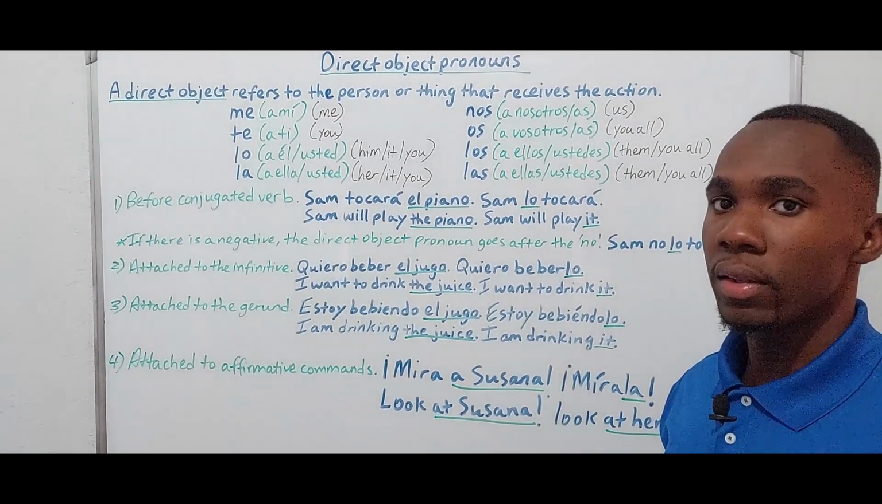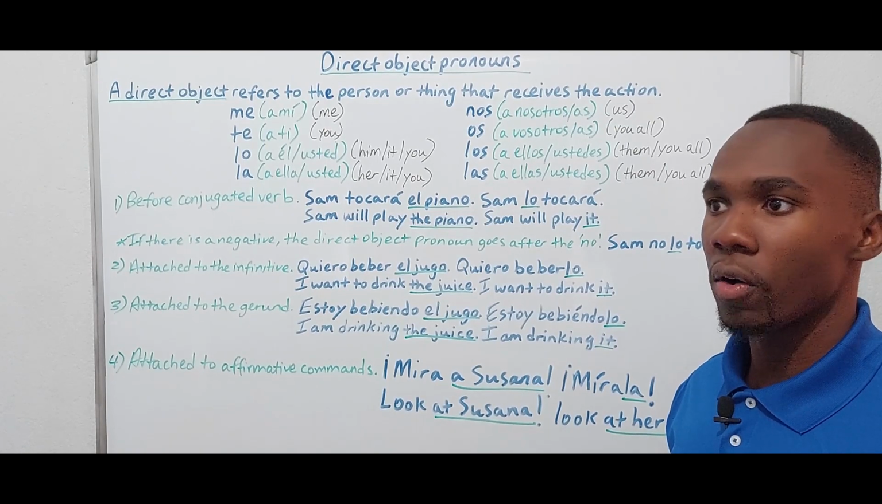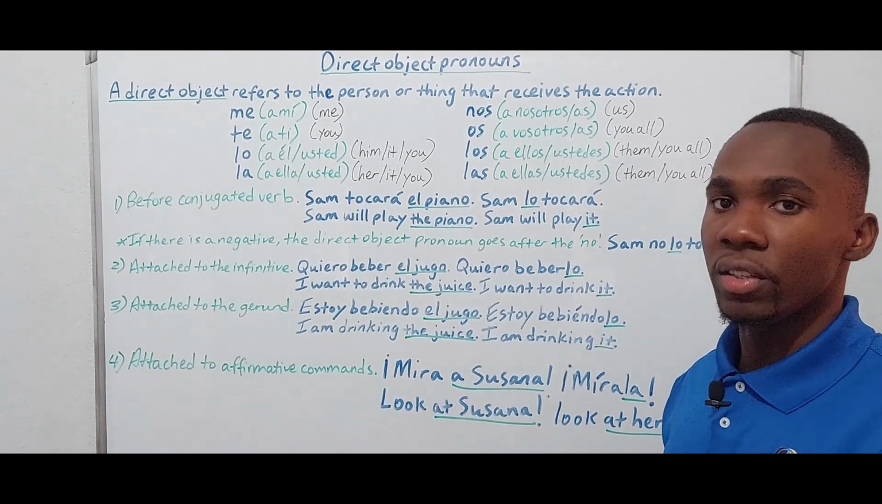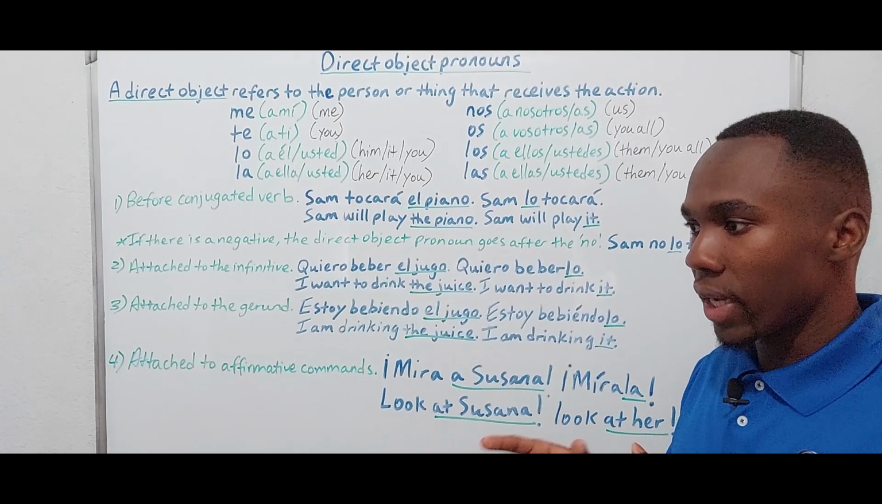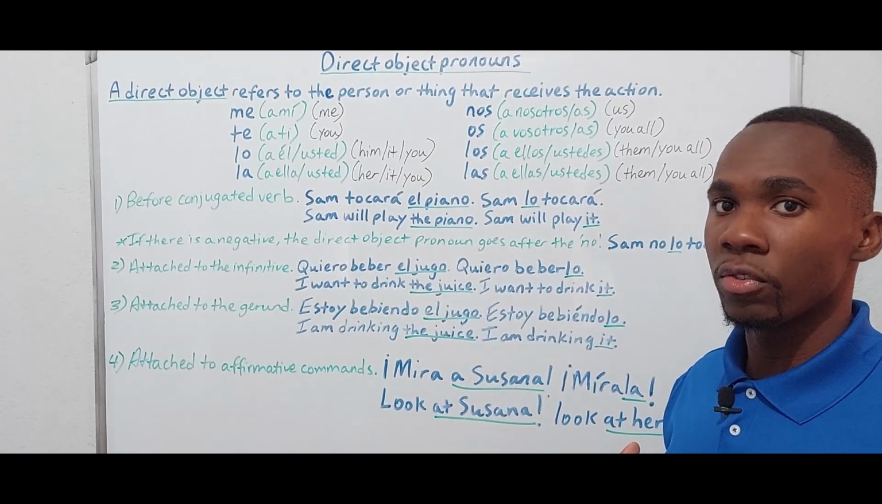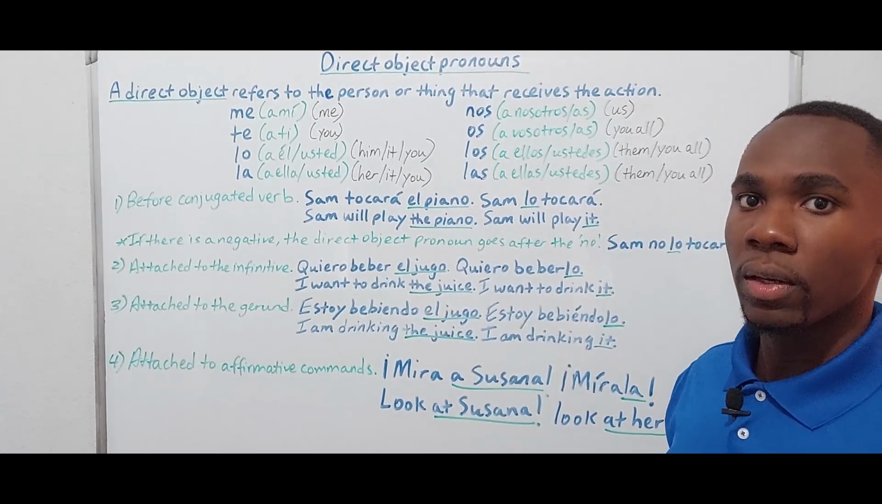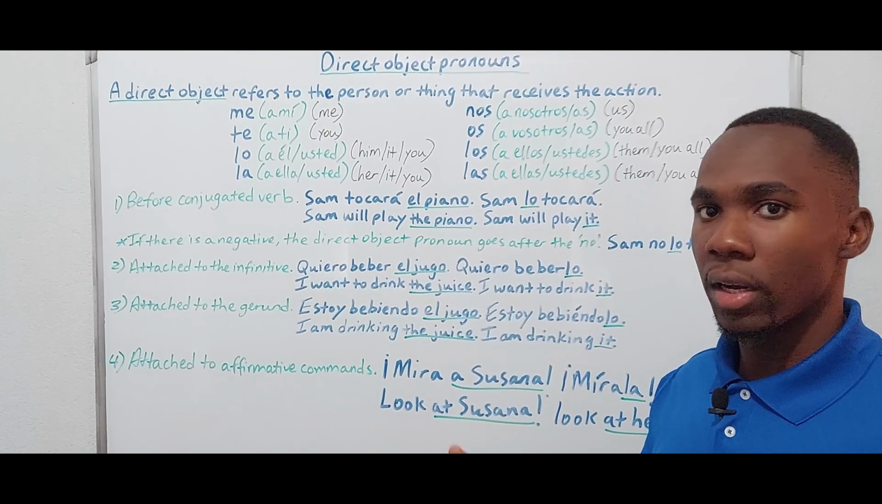So this means that the direct object is going to respond to the question of who or what receives the action. So we look at a sentence and we identify the verb and then we ask ourselves who or what is receiving the action. Okay? And that is how we would identify the direct object.